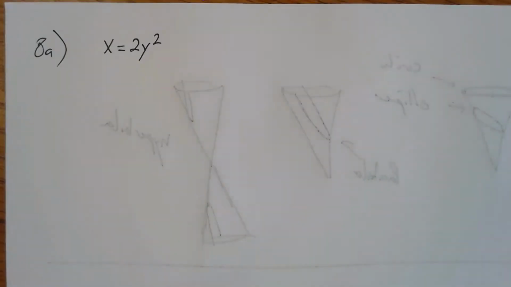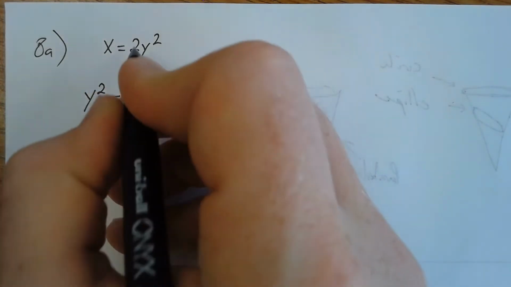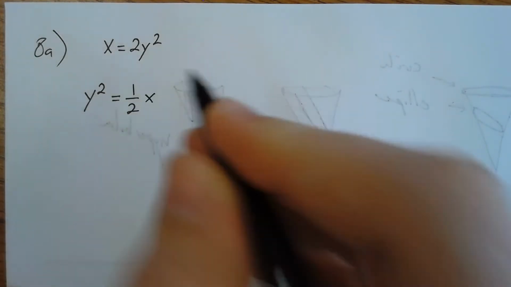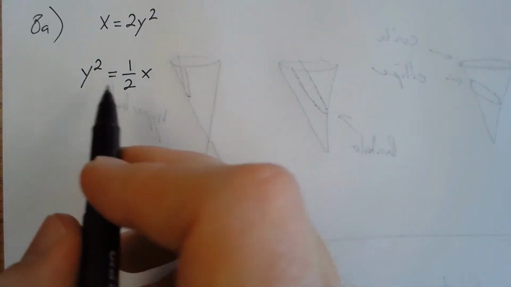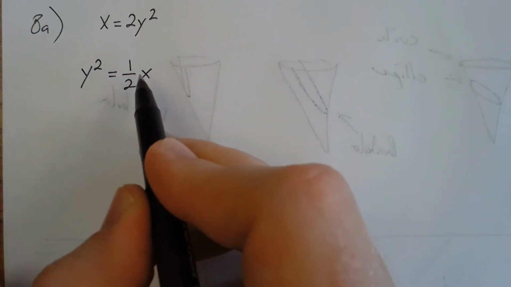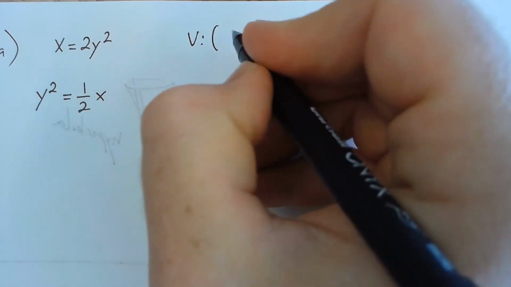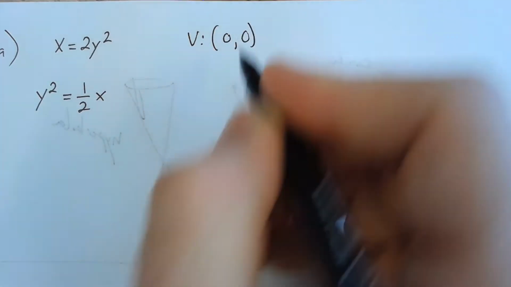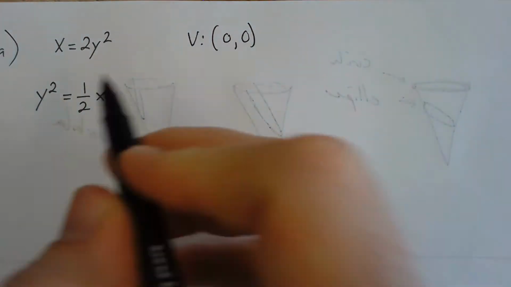So what I'm first going to do is move this 1/2 over to the other side. I'm going to put y squared first, and divide by 2, giving 1/2 x. The next thing I'm going to do is set this up in the form of the parabola. Since there's nothing inside the squared term with y and nothing being added or subtracted with x, I know my vertex (h, k) is (0, 0). 0 for the first term because there's nothing with x, and 0 for the second term because there's nothing with y.